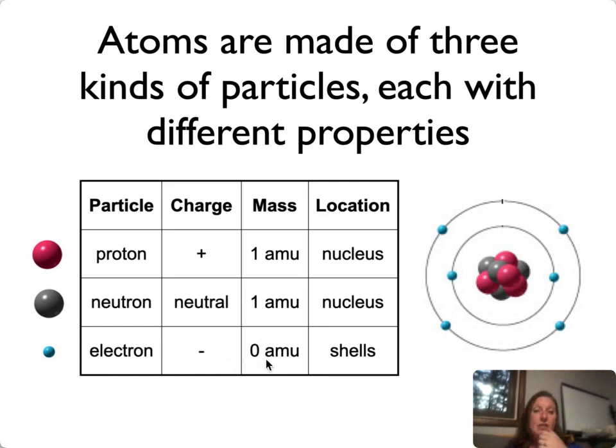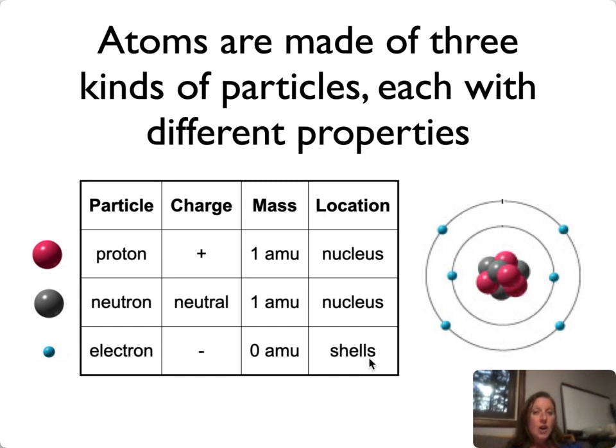Now here I have the mass of electrons listed as 0 atomic mass units. That's kind of a little white lie. Electrons actually do have mass. It's just so small that it doesn't really matter. It doesn't have an impact on the overall mass of the atom. So let's just call it 0 and be done with it.